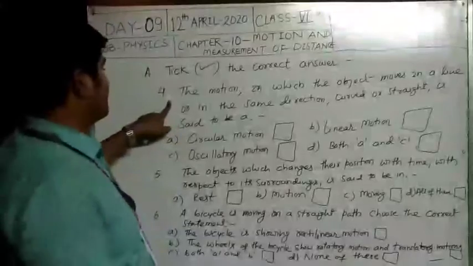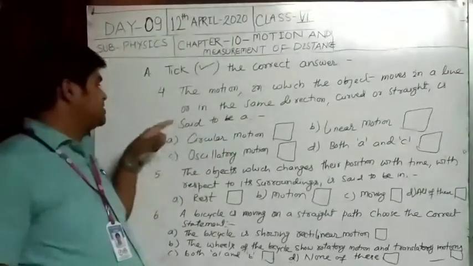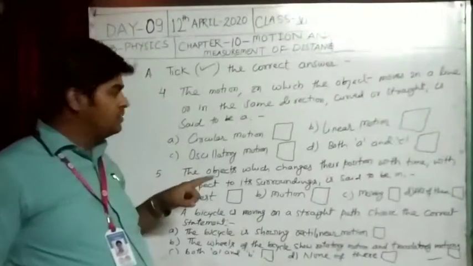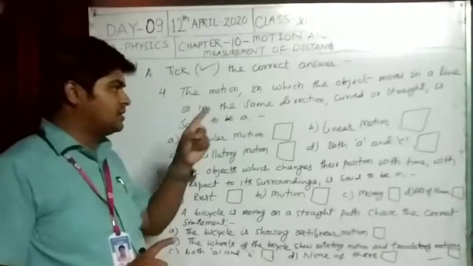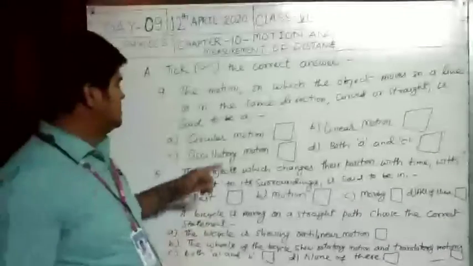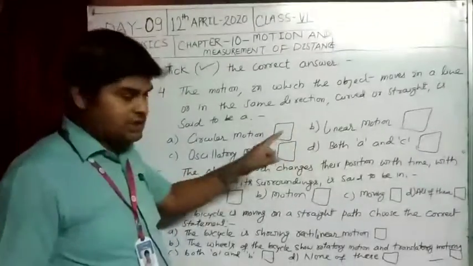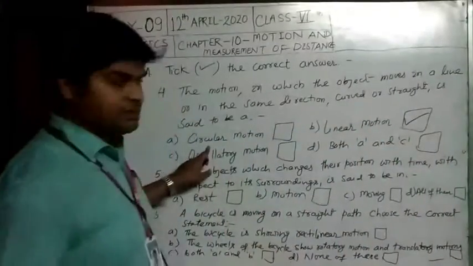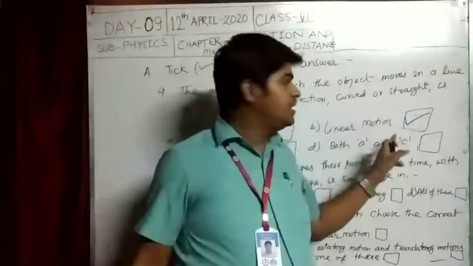Tick option C. Now let us see question number 4. The motion in which the object moves in a straight line or in the same direction, curved or straight, is said to be... I have taught that the motion in which an object moves in a straight path or curved path is called linear motion. Circular motion means only moving in a circular path. Oscillatory means vibrating about a mean position. Both A and C are wrong. So your option is linear motion.